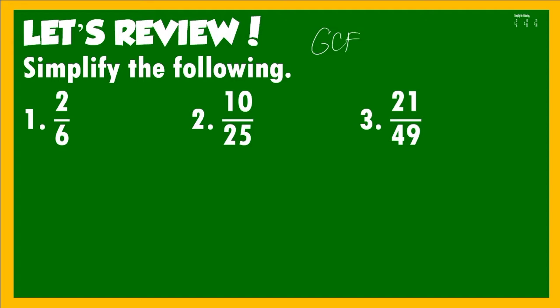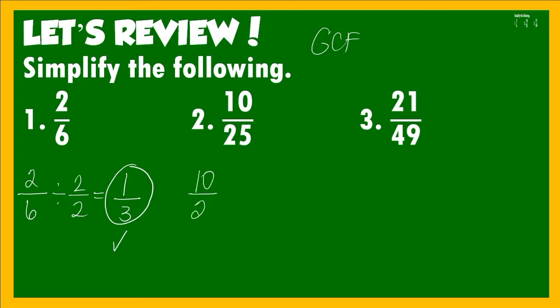So 2 and 6, what is the greatest common factor? And that is 2. So now, let's divide 2/6 by 2, both numerator and denominator. So 2 divided by 2, that is 1. 6 divided by 2, that is 3. So the simplified form of 2 over 6 is 1/3. Next one, 10 over 25. So 10 over 25, the GCF is 5. So we divide both numerator and denominator by 5. 10 divided by 5, that is 2. 25 divided by 5, that is 5.